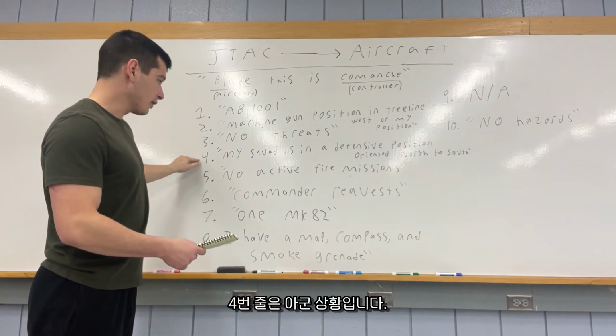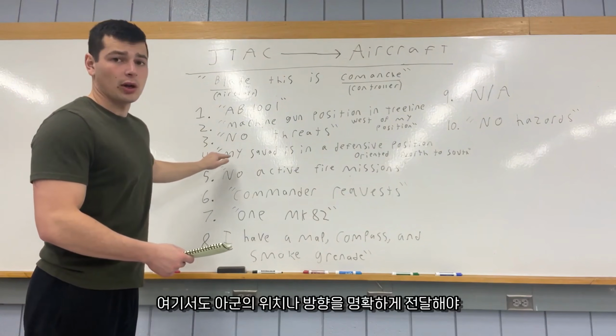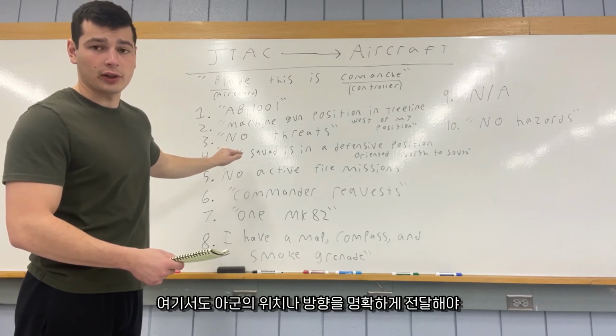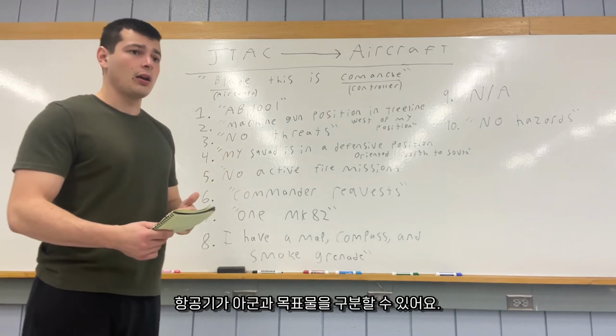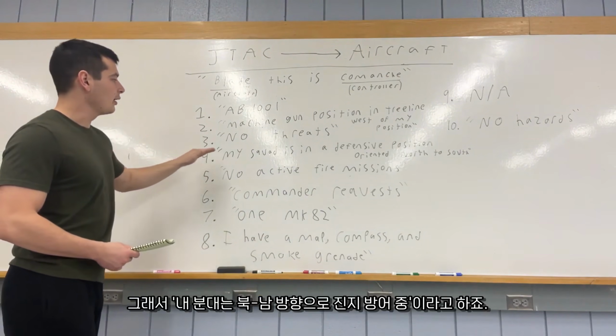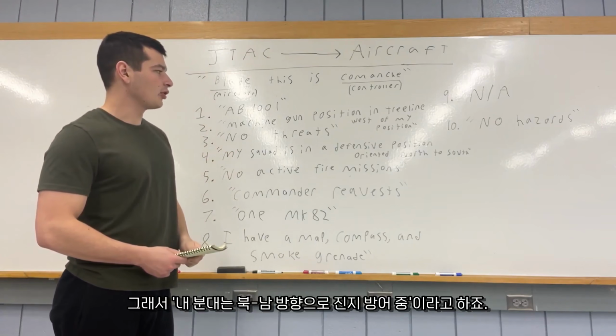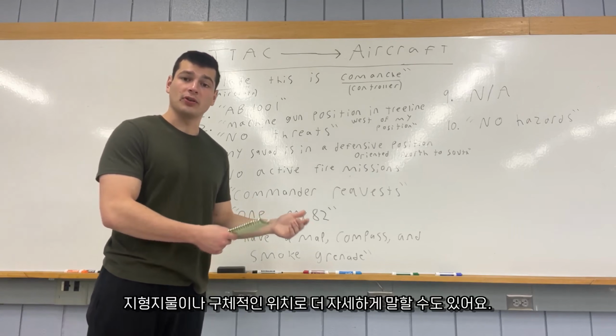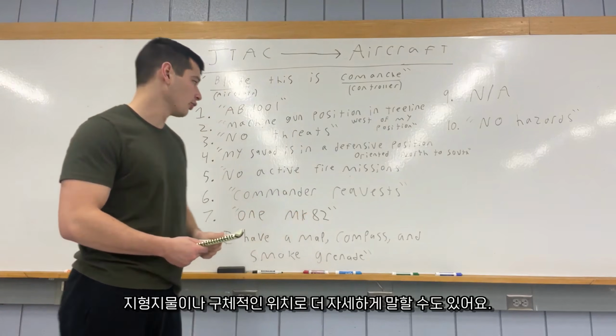Line 4, the friendly situation. Again, you want to be pretty detailed here in terms of the orientation and position of your friendlies so that the aircraft is able to identify between your forces and their target. So line 4 will say, my squad is in a defensive position oriented north to south. You can get more detailed with that, referencing specific geography or terrain features.